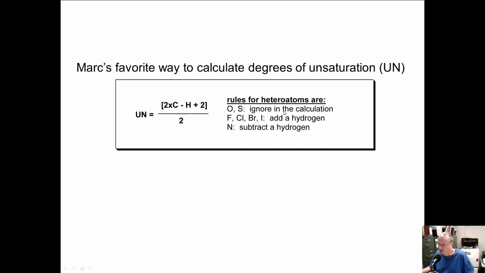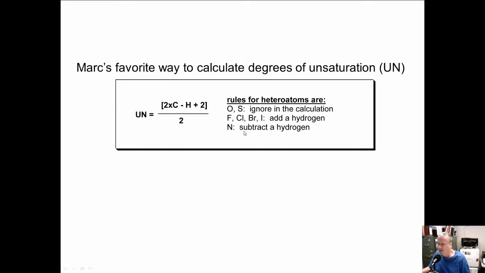Halogens, you add a hydrogen before this, right? So if you say minus H, after we potentially add hydrogens, then this minus H is going to be a larger number, right? Okay. N, if we have nitrogen in the molecular formula, we subtract a hydrogen. So halogens we add, nitrogens we subtract. And that's all before we apply this formula.